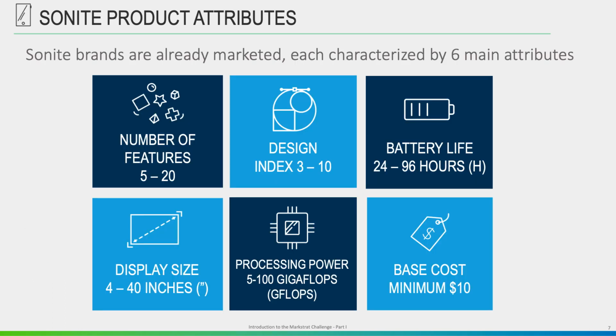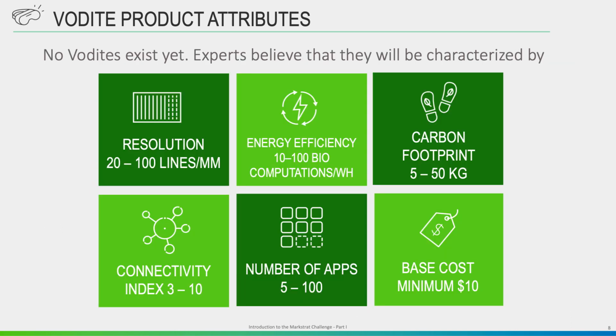The Sonites are defined by 6 different product attributes: number of features, design index, battery life, display size, processing power, and of course, the price. That's what's called the base price here. And you and your team will specify for your brands what you want those attributes to be. Vodites are a completely different product, and you'll see that they are defined by different attributes: resolution, energy efficiency, carbon footprint, connectivity, number of apps, and of course, you set the price.